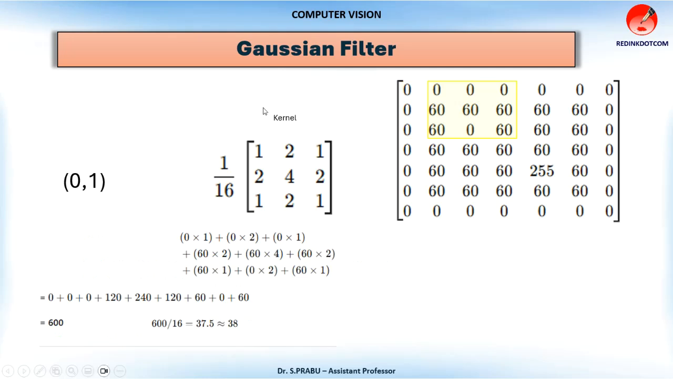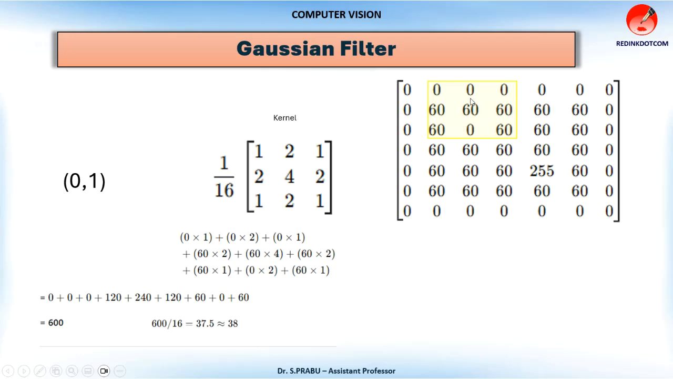In the same way, I take the 0, first location. This is the actual pixel, and the surrounding values are there. Now I multiply these pixel values with the Gaussian filter kernel. So 0 into 1, this is the first value, plus 0 into 2, plus 0 into 1. In this way I multiply all these values. Finally I get 60. After dividing by 16, I get 37.5, which is rounded to 38. So the second value is replaced by 38.